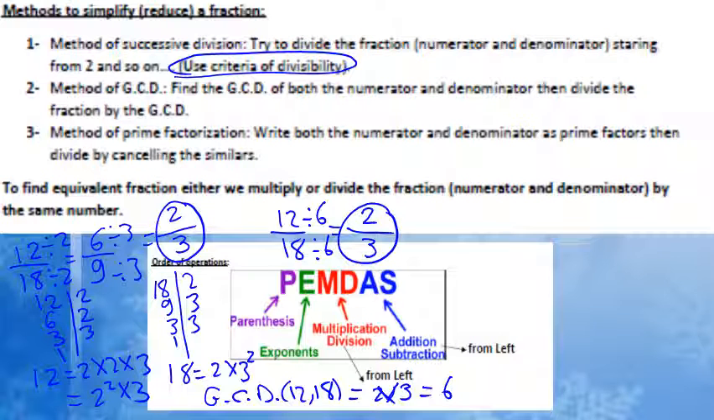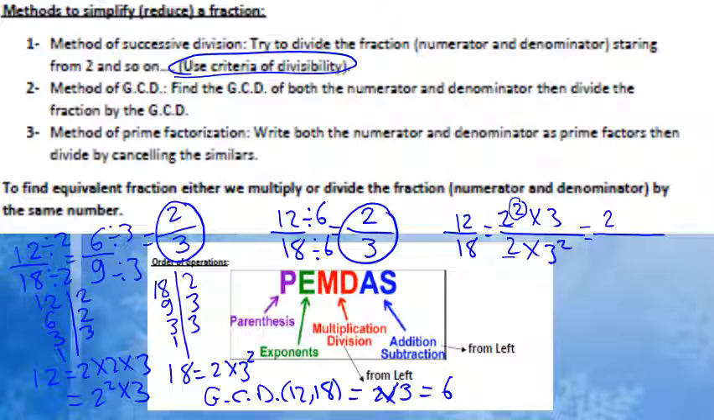Using the third method, which is the method of prime factorization, if we have 12 over 18, we write the prime factors of 12 as 2 squared times 3. The prime factors of 18 are 2 times 3 squared. Now we cancel similar factors. Here we have base 2, here we have base 2. Up we have the power 2, down we have the power 1, so the 2 stays up, and 2 minus 1, we subtract the powers, gives us 1. Similarly for 3 and 3 squared, we have 3 down. So this is an irreducible fraction.